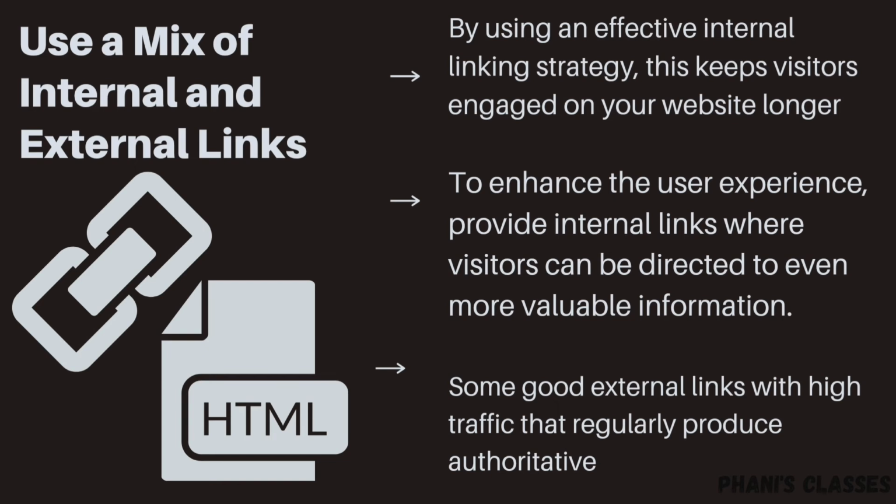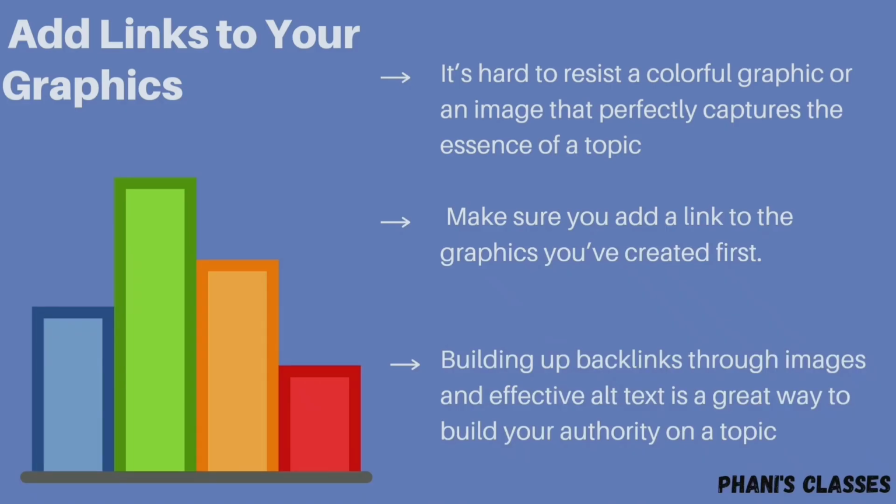Some good external linking resources are popular websites with high traffic that regularly produce authoritative, relevant content and add links to your graphics. It's hard to resist a colorful graphic or an image that perfectly captures the essence of a topic. If you create such images for your website, consider allowing others to use them freely with their own blogs and articles. However, make sure you add a link to the graphics you have created first. Building up backlinks through images and effective alternate text is a great way to build your authority on a topic. The more links you build, the better you rank.